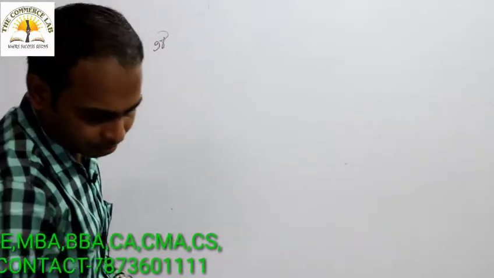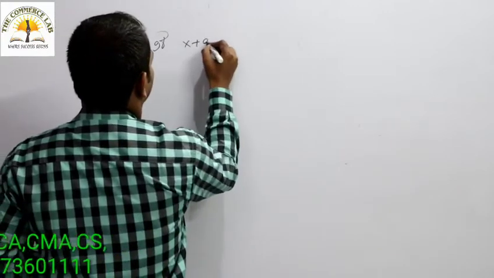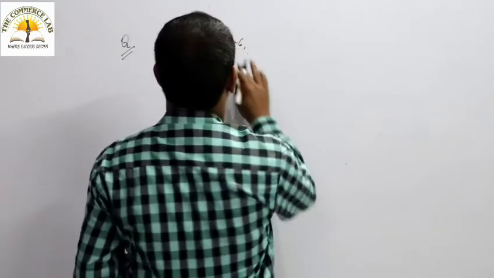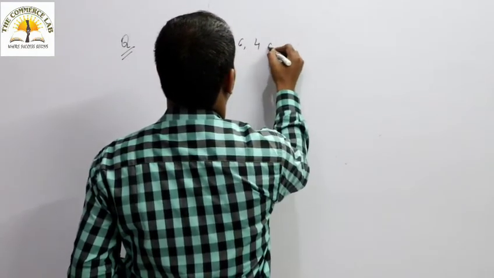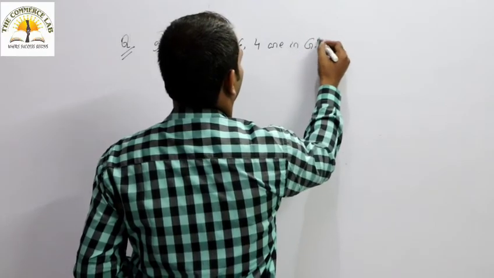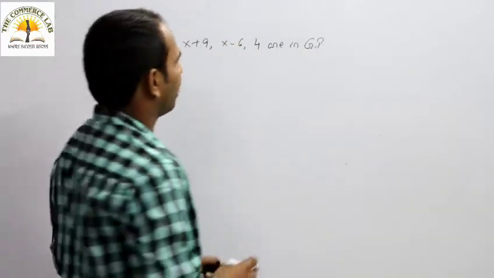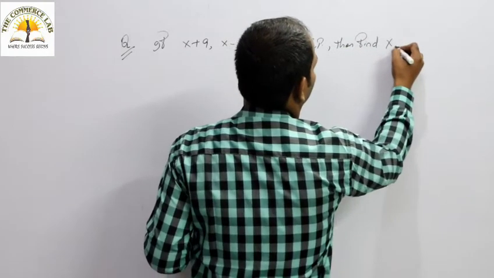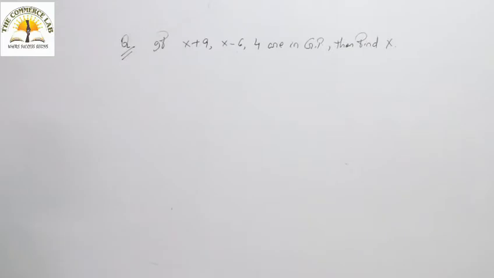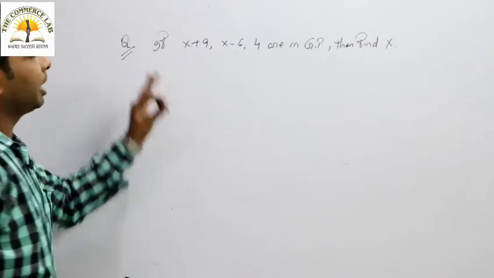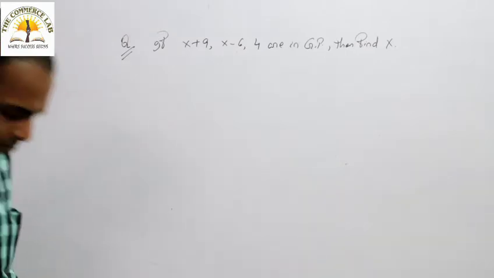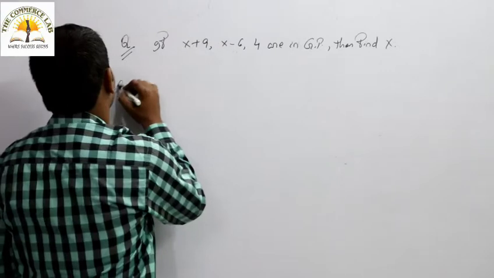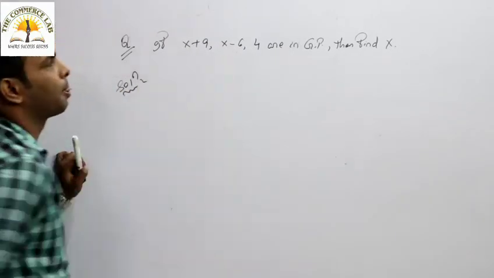If x plus 9, x minus 6, 4 are in GP, then find x. Then how to find out the solution of this one?